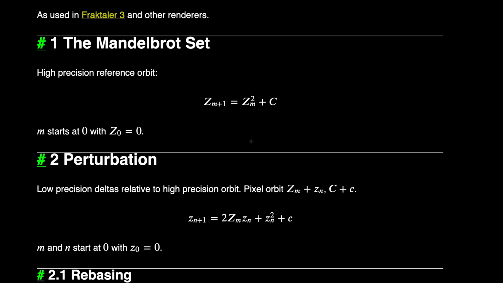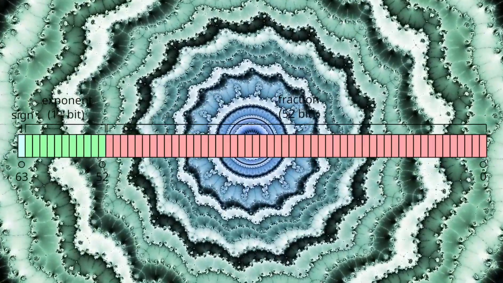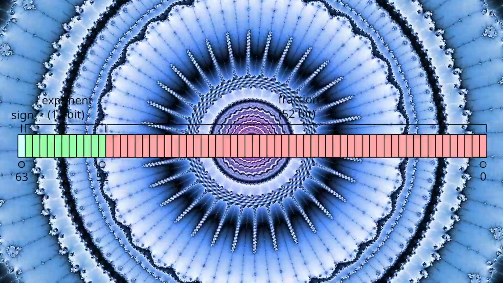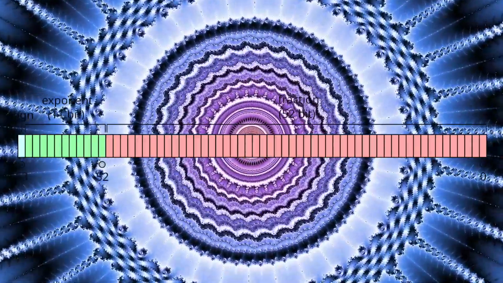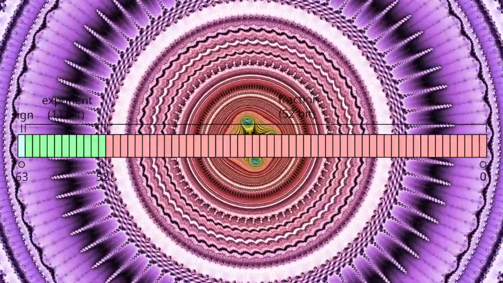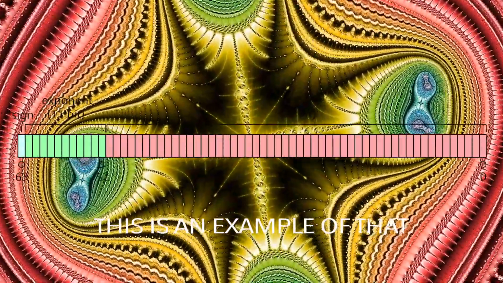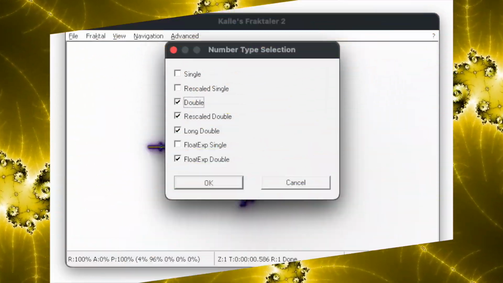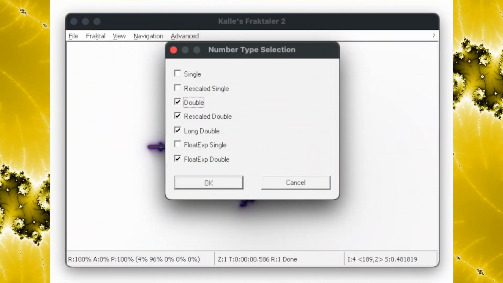Anyway, perturbation involves a high-precision reference orbit, which means that you're storing a high-precision number. Essentially, computers normally use floating point values. In this case, doubles are used for calculation, which means it can store slightly below 16 decimal places worth of number data. However, when zooming to thousands of digits, custom algorithms can be used.